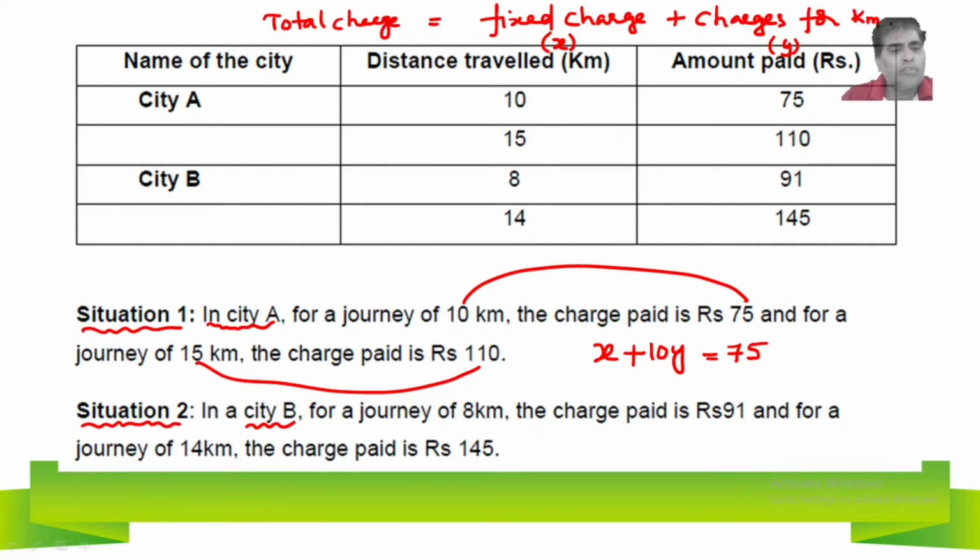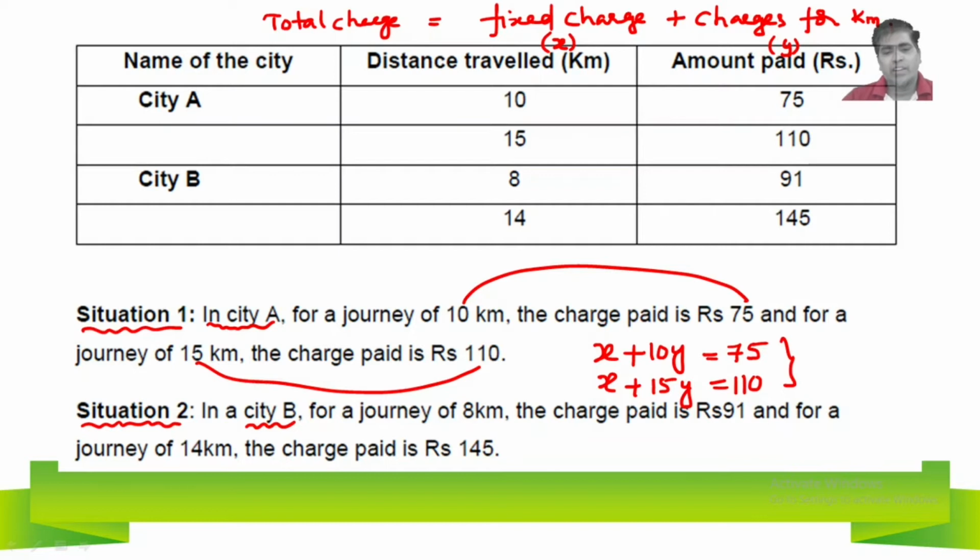In case 2, 15 kilometers he has traveled. So the fixed charge plus 15 into y is equal to 110. So I got the pair of linear equations in two variables. Similarly, we will apply the same for city B also.